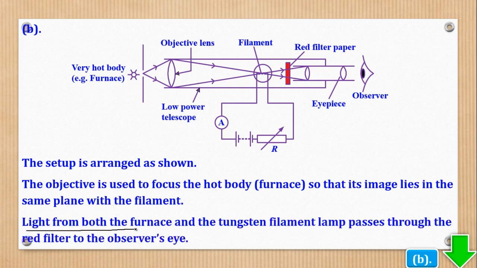Light from both the furnace and the tungsten filament lamp passes through the red filter to the observer's eye. I think we can see here that the light from both the filament and this very hot body passes through the red filter to reach the observer's eye, viewed through the eyepiece. So before we go to the next slide, let's see marks for this slide.